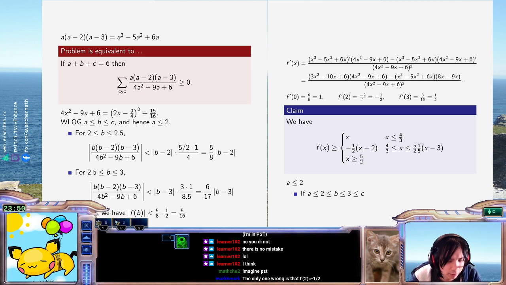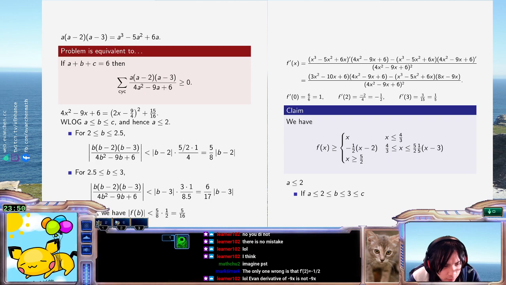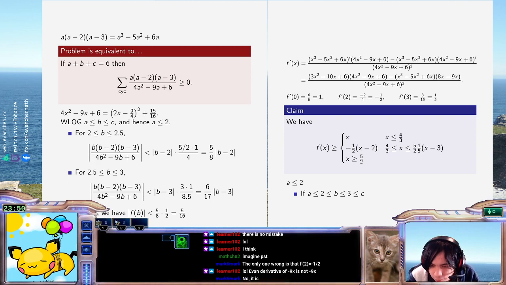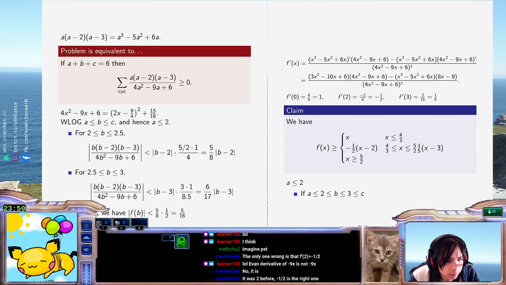F prime of 2 is not minus a half. What's f of 2? It's minus 2 over... The derivative of minus 9x is not... oh, that should be 9. It doesn't matter, because when I plug in x equals 0, 2, 3, those all vanish anyways. Wait, is it not minus 2 over 4? It was 2 before, minus a half is the right one. Okay, so it is minus a half. Okay, yeah.